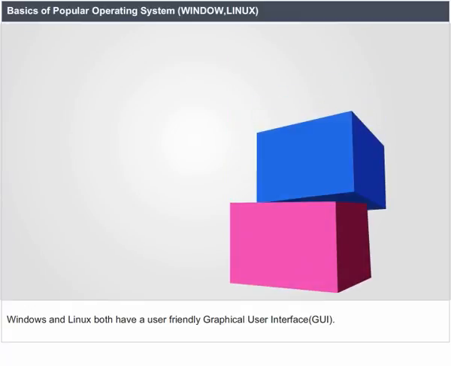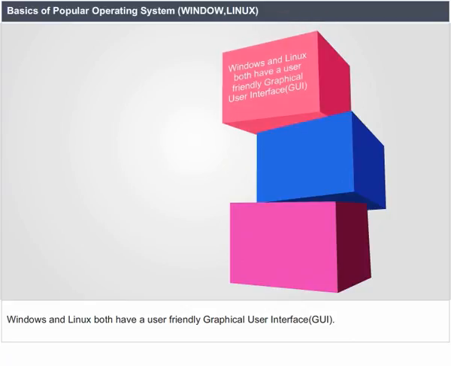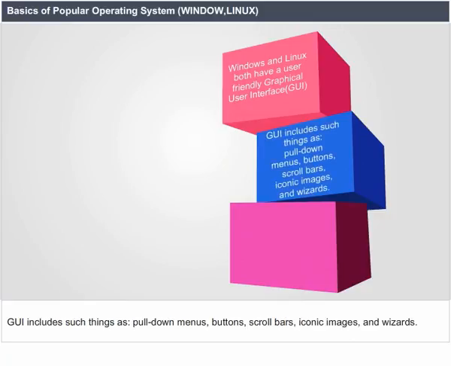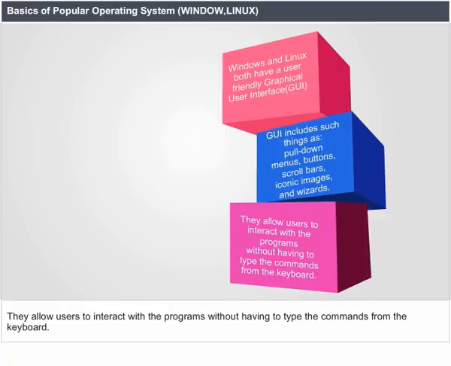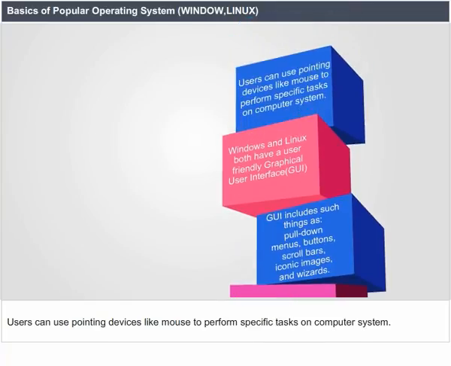Basics of popular operating systems: Windows and Linux. Windows and Linux both have a user-friendly graphical user interface, GUI. GUI includes such things as pull-down menus, buttons, scroll bars, iconic images, and wizards. They allow users to interact with the programs without having to type the commands from the keyboard. Users can use pointing devices like mouse to perform specific tasks on computer system.